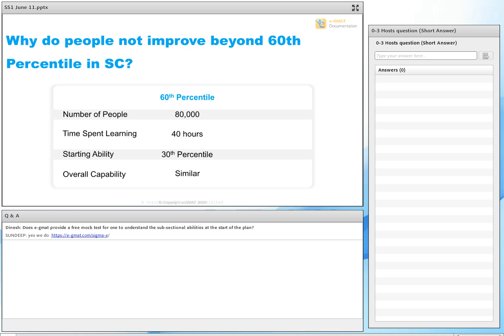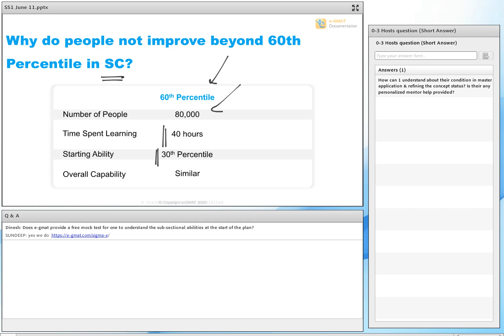If you are at 60th percentile, how many folks are you with? You are with 80,000 people who are at the same level or better than you. A typical person who gets stuck at 60th percentile spends about 40 hours learning sentence correction. Their starting ability is 30th percentile. Their capability is very similar to what someone who scored 90th percentile has.